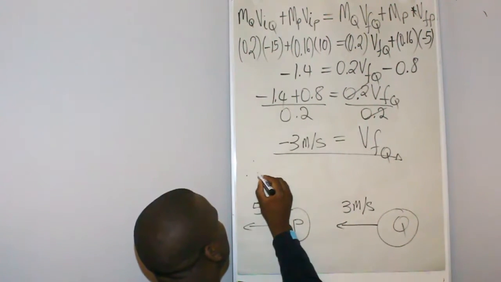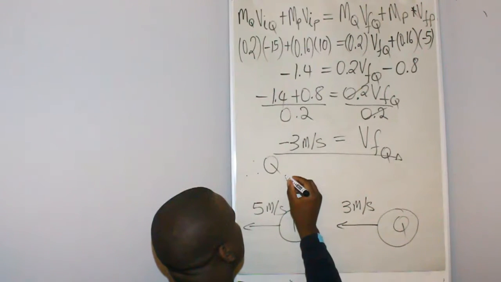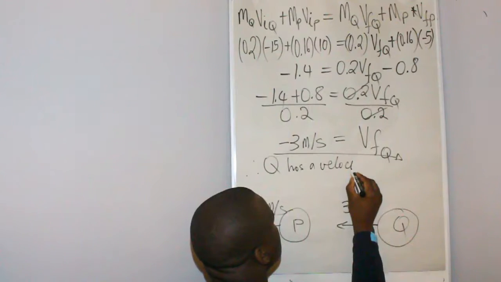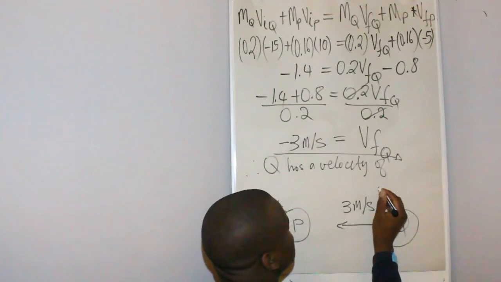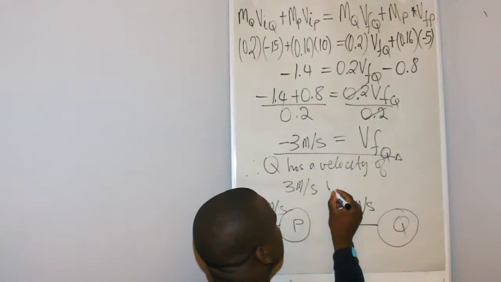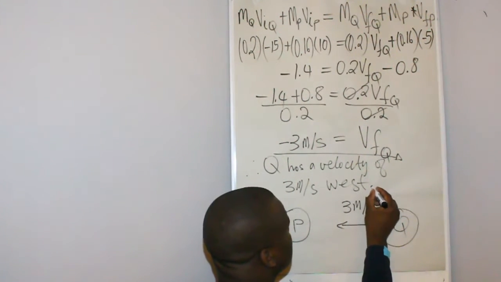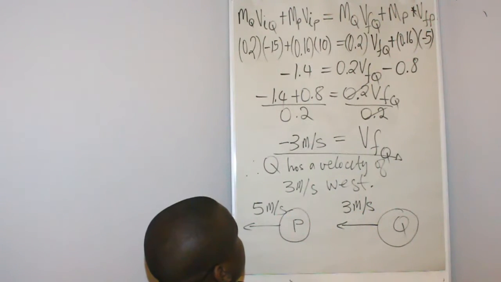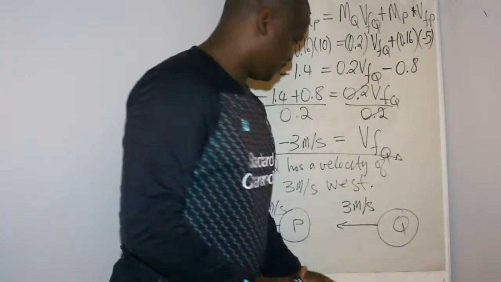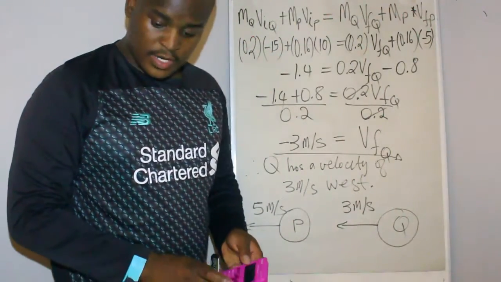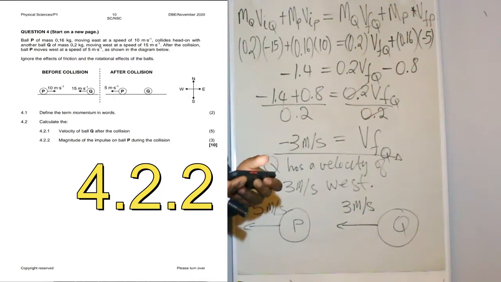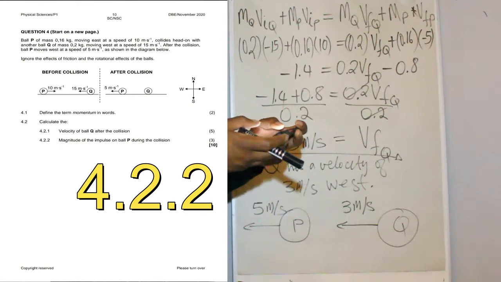So you can say, therefore, Q has a velocity of 3 meters per second west. That's what the velocity of ball Q is. And we are done with this question. What next? We go to the next question. How does the next question read?